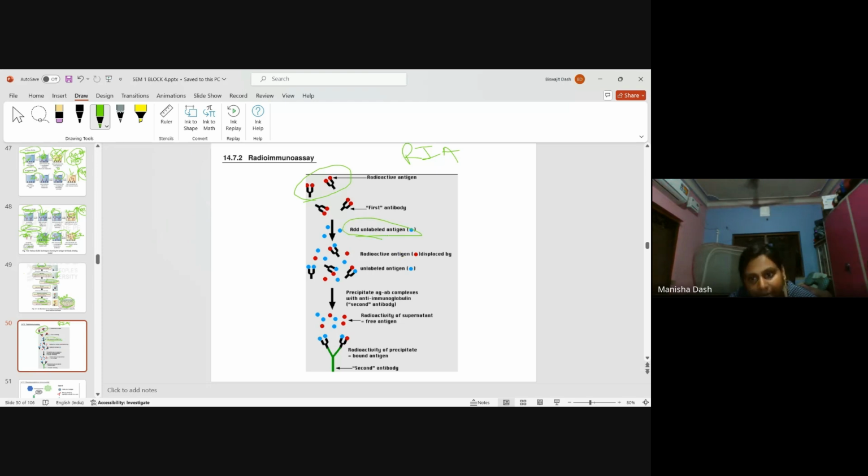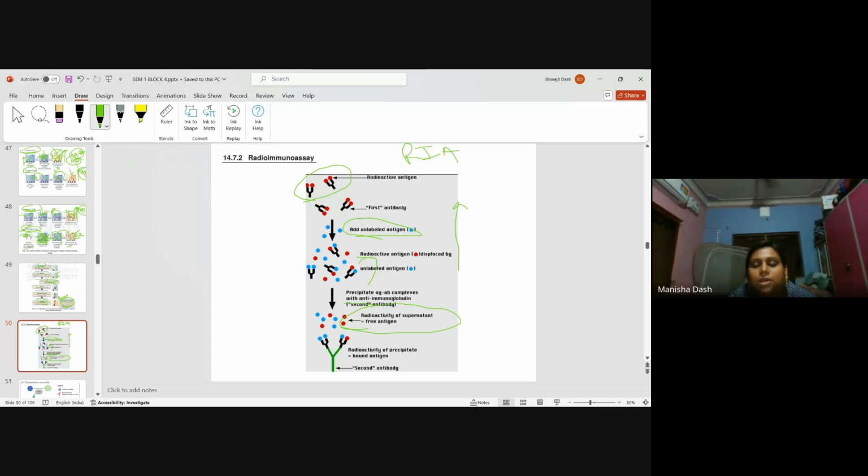Again here there will be competition between the radiolabeled and the unlabeled antigen. If the concentration of unlabeled antigen is more, they will keep on replacing the radiolabeled antigen. Then they will precipitate the antigen-antibody complex with the anti-immunoglobulin, that is the secondary antibody, and you can measure the radioactivity of the supernatant for the free antigen.